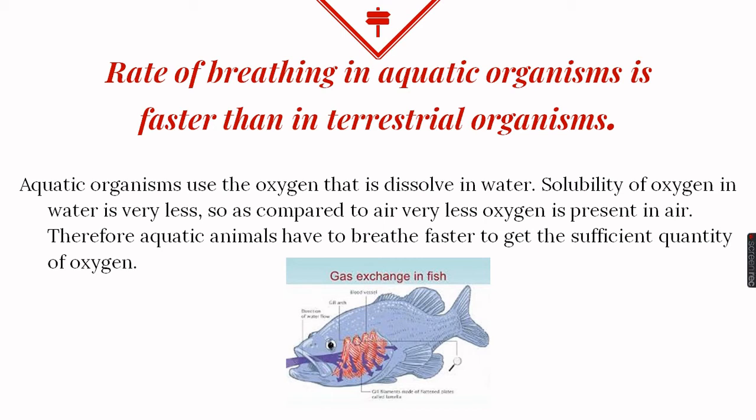But here we know that oxygen which is present in air is quite a lot, which is about 21%, but oxygen which is dissolved in water is very less. But sea animals also have lots of energy requirements. That is why they have to breathe very fast so they can get sufficient amount of oxygen in the body. So now this question is, why is the rate of breathing in aquatic organisms faster than in terrestrial organisms?